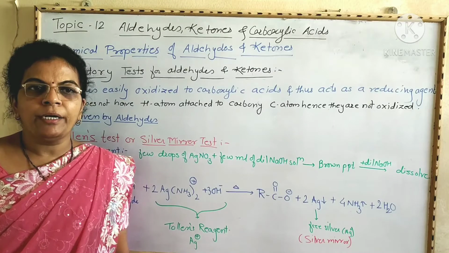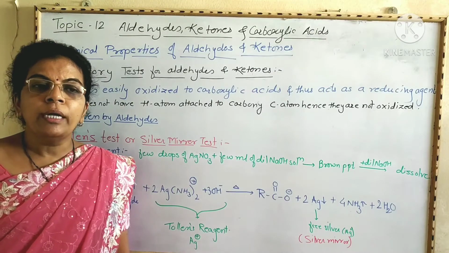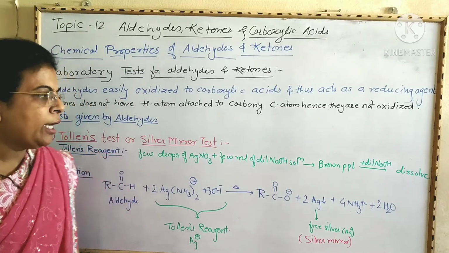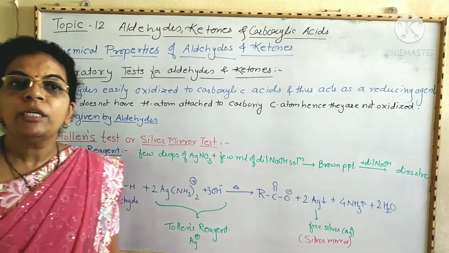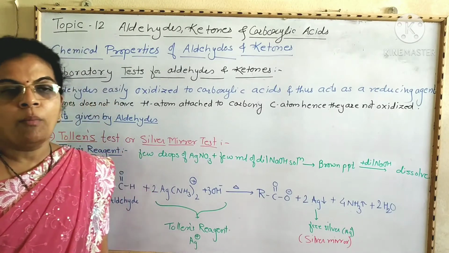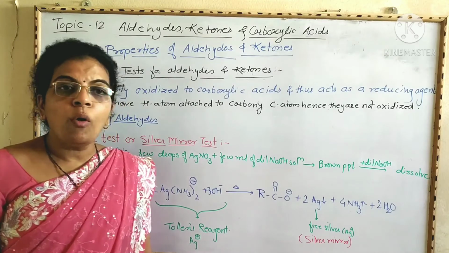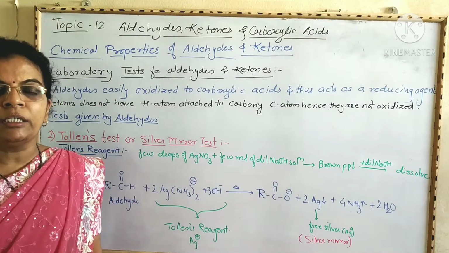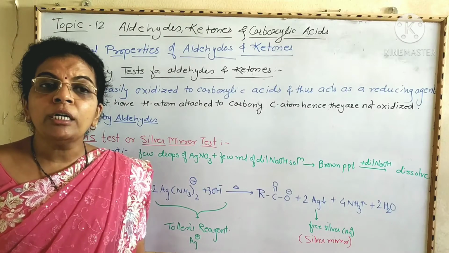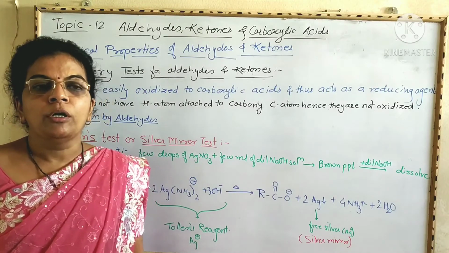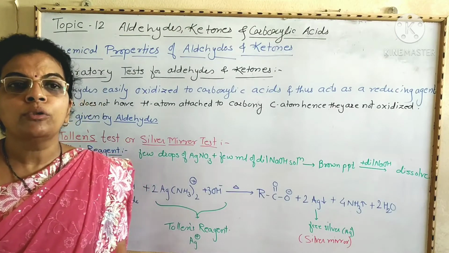When a few drops of AgNO3, that is silver nitrate, are dissolved in a few mL of dilute NaOH, we get a brown precipitate, and this brown precipitate is then dissolved in ammonium hydroxide, that is NH4OH, and the solution obtained is called Tollens reagent. That is, Tollens reagent is ammoniacal silver nitrate solution.